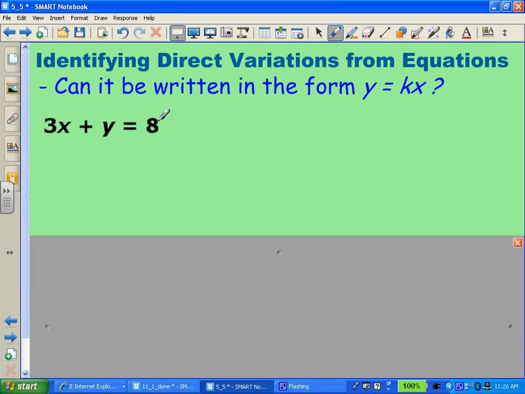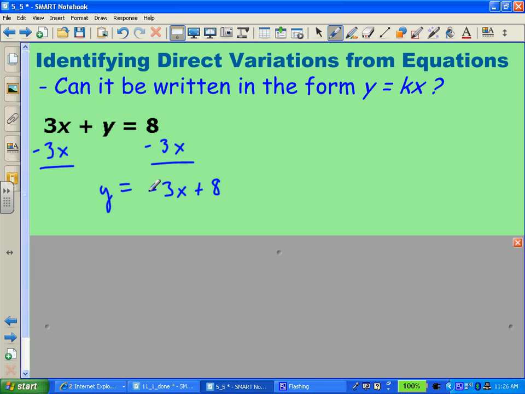So in order to do this, we ask the question, can it be written in the form y equals kx? So essentially what we want to do is solve the equations for y, and then if they are in that form, they are a direct variation, and if they are not in that form, they are not a direct variation. So here I want to solve for y. Y is being added by 3x, so I'm going to subtract 3x from both sides. So then I get y equals negative 3x plus 8.